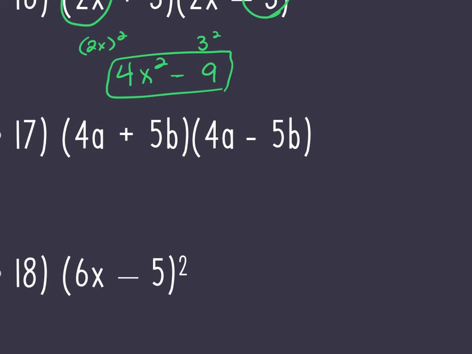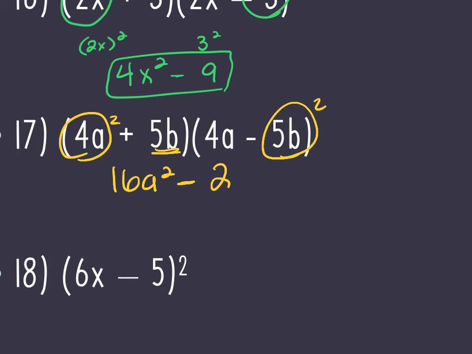So same thing for 17, same, but the sign in between. Square the first term, square the last term, and it doesn't matter which one you start with. I get 16a squared minus, because I put the minus between, 25b squared.